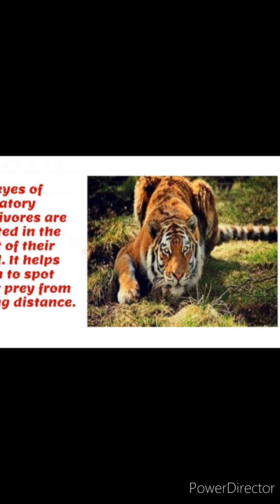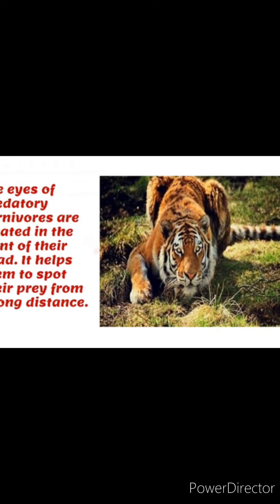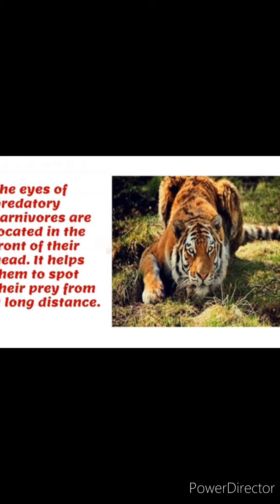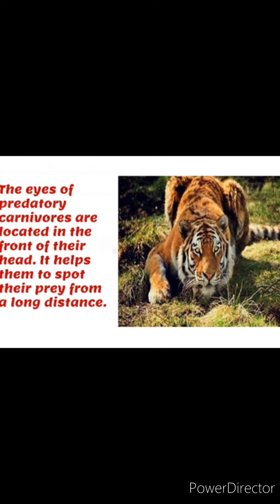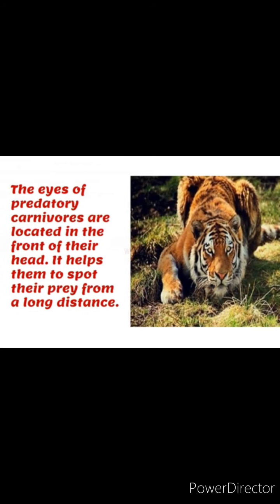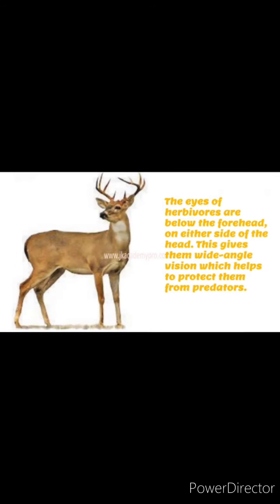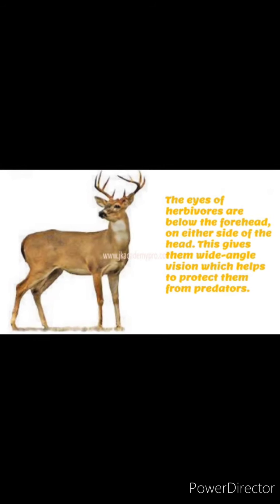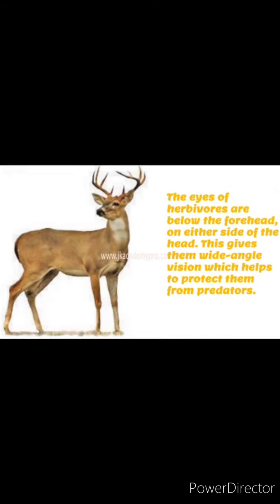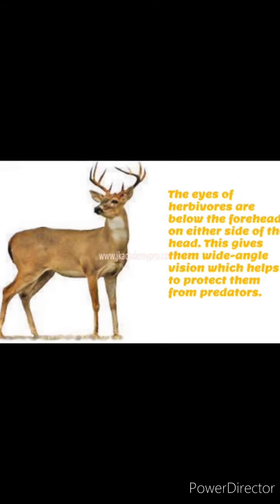The eyes of predatory carnivores are located in the front of their head. It helps them to spot their prey from a long distance. Here, predatory carnivores means animals living by killing and eating other animals. That is called predatory carnivorous animals. So their eyes are in front to spot out the prey. The eyes of herbivores are below the forehead, on either side of the head. This gives them wide angle vision, which helps them to protect themselves from predators.